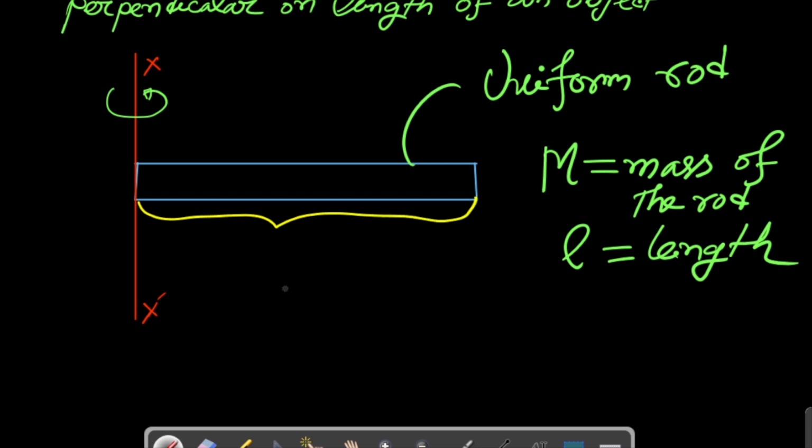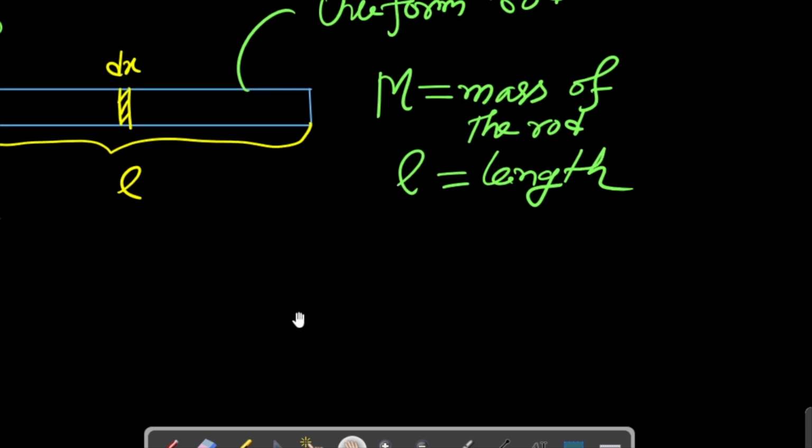Length is L. Now, our first duty is to find a very small thin part. L is the total length of the object. If we think about a very small section, its length is very small, and we call it dx. Now our duty is to find the mass of this part.